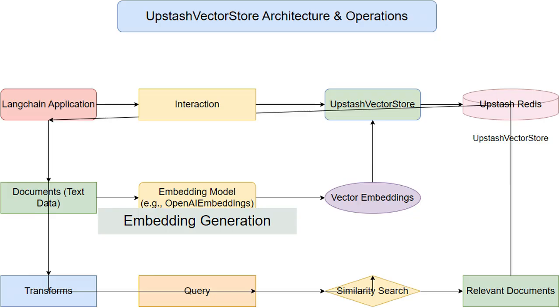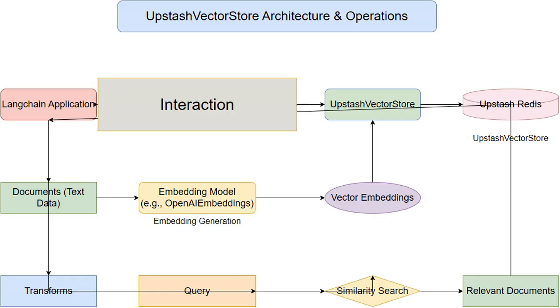As was covered, the embedding model is critical during this step. This represents the communication between different components in your LangChain application. For instance, it covers communication between your application and the UpstashVectorStore when you're adding documents or performing similarity searches.